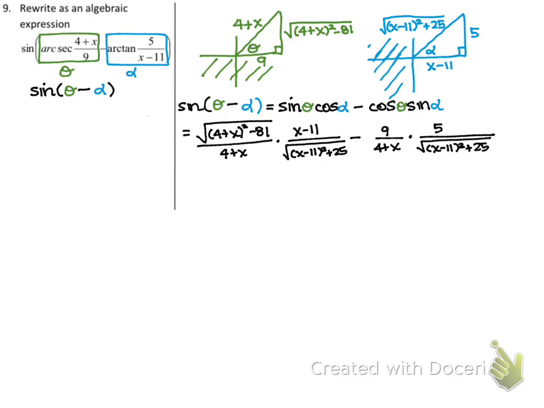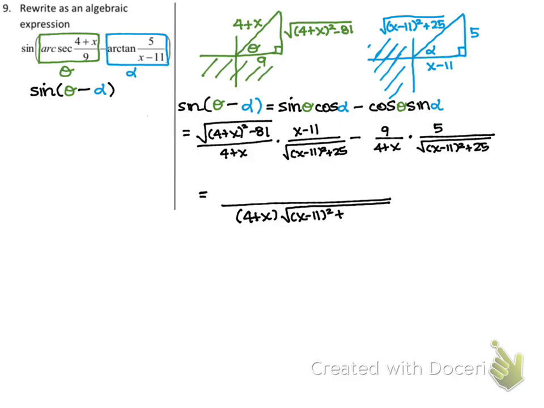Then we're going to do cosine of the first triangle, so 9 over 4 plus x, and then times sine of the second, which is 5 over. Now, if we do this correctly, those denominators, when we multiply them together, are going to be the same thing. You don't have to do anything to try to make them match. They already do match. So let's do big fraction. Put the 4 plus x out in front. Put some parentheses around it because it's the whole thing that's getting multiplied.